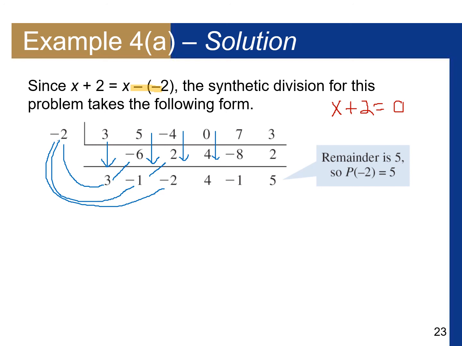I multiply together and I get -8. I add straight down, I get -1. I multiply together, I will get positive 2. I add straight down, and I will get 5. What that tells me is that if I put -2 into that original equation, I will get 5. So my point is (-2, 5).